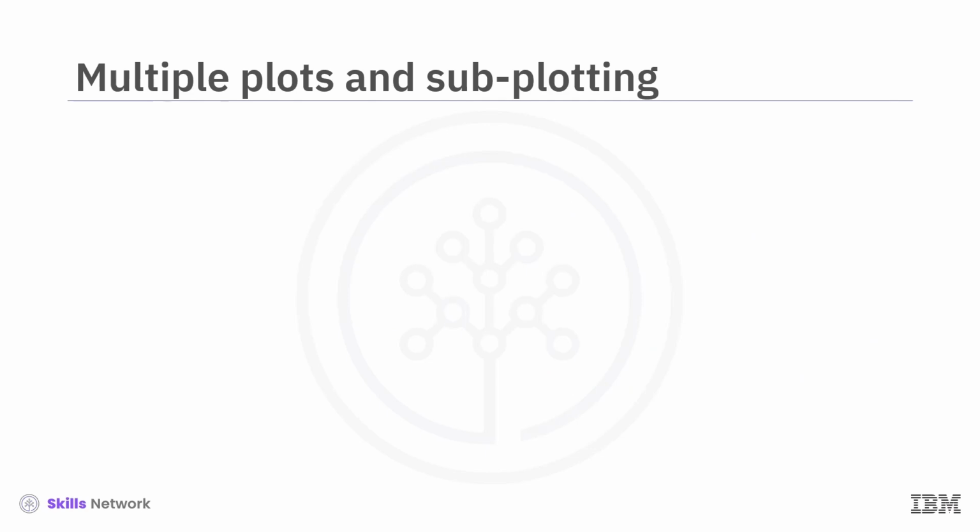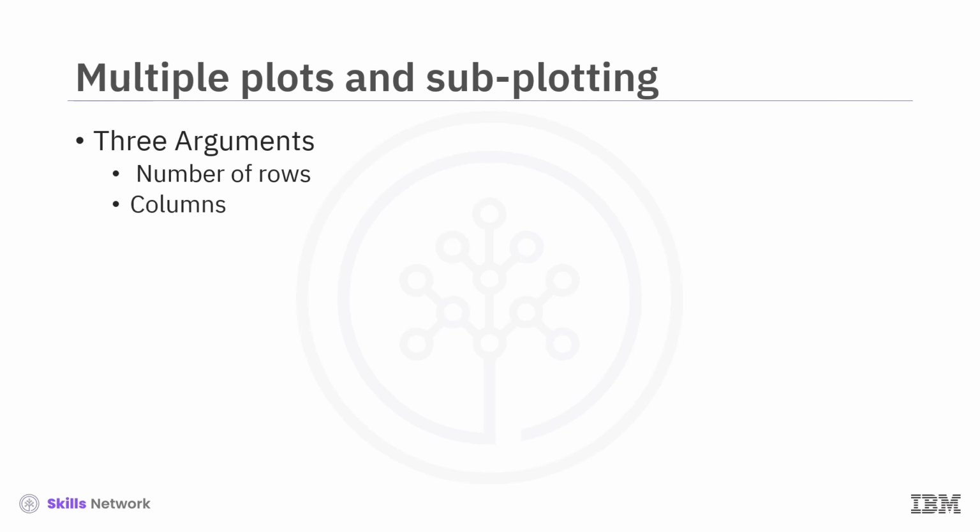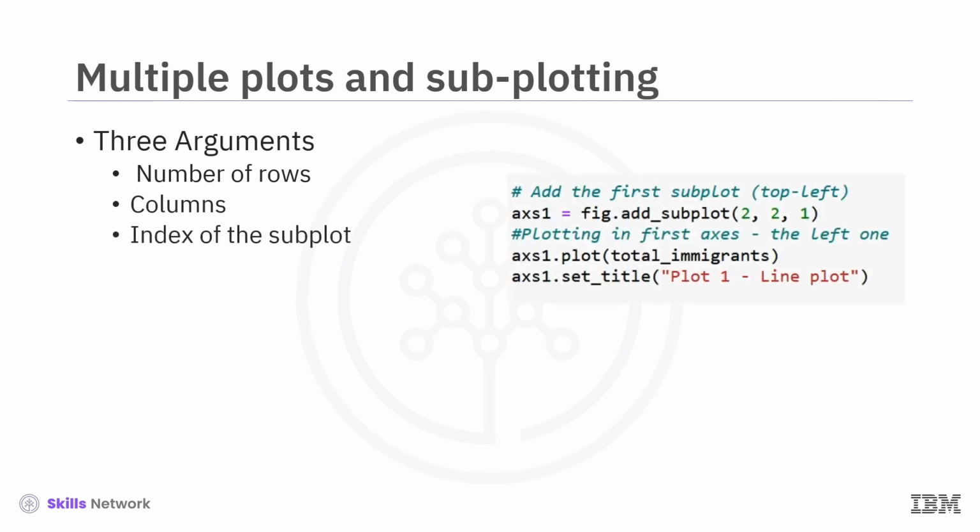Alternatively, we can use the add_subplot function. It takes 3 arguments. First, the number of rows. Second, columns. And the last is an index of the subplot. You can create different axes on the figure and add subplots as shown here. ax1 equals figure.add_subplot(2, 2, 1). This one means the first axes on the 2 by 2 divided figure.